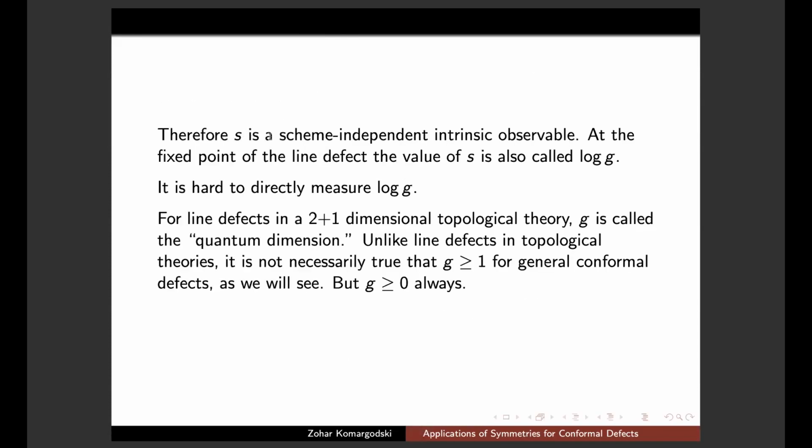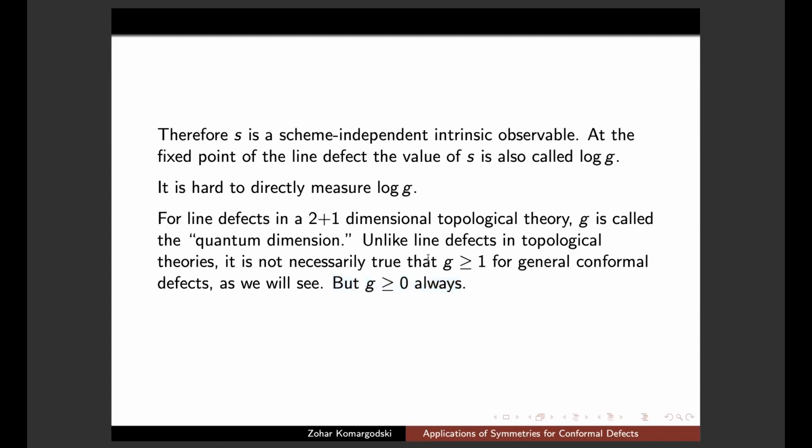So there is an interesting scheme-independent observable, which is called log G, or the defect entropy. Of course, it's difficult to measure it. Now, in topological theories, the quantum dimension is known to be bigger than 1, so log of G has to be positive. But you will see today that for conformal defects, it is very possible that log G is negative, but unitarity requires G to be positive. So log G could be arbitrarily negative, but still G has to be positive. So the logarithm is well-defined.